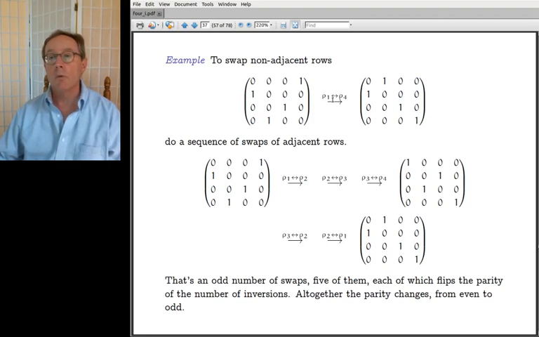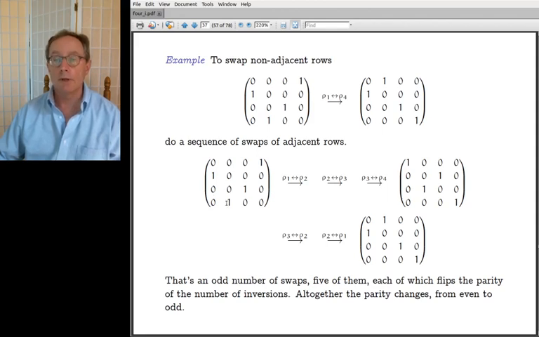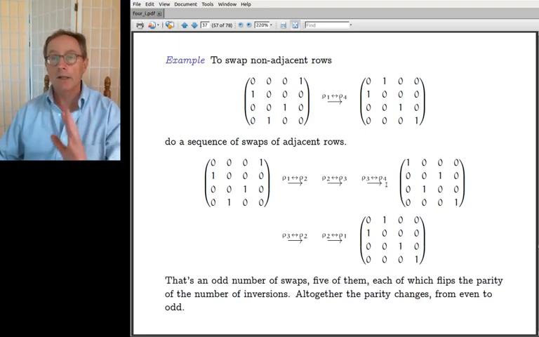Well, to swap these non-adjacent rows, I'm just going to do a sequence of swaps of adjacent rows. So to get row 1 down to row 4, I'm going to swap row 1 and row 2, and then I'll swap row 2 and row 3, and then I'll swap row 3 and row 4. And now, after those steps, what used to be row 1 is all the way down to the bottom of the matrix. Now, the bottom has not come up to the top yet. I'll get to that. But what was at the top has gone down to the bottom.